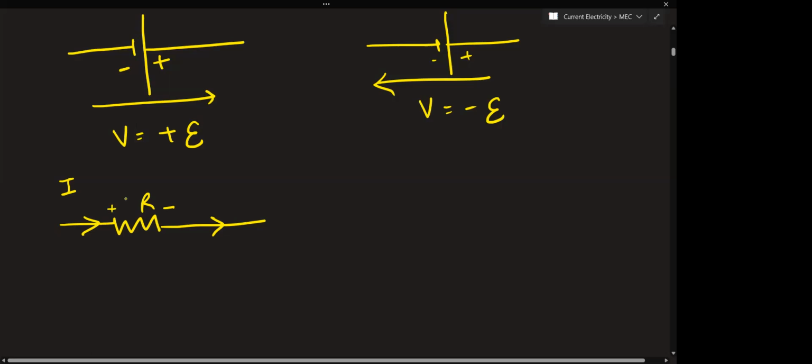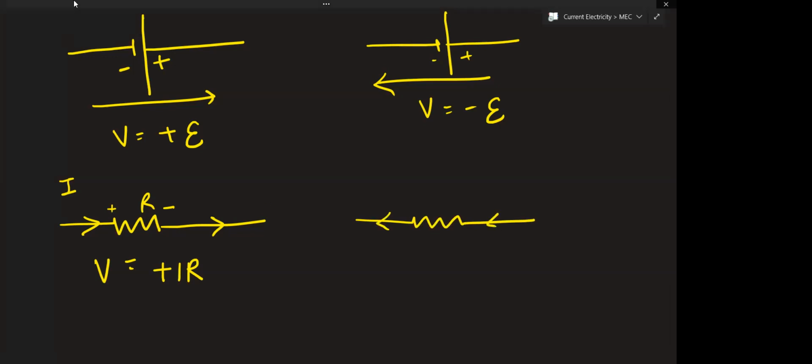So if it is in this way, this is from higher potential to lower potential. So this is also right. So V can be written in this case as plus IR. If we take the reverse direction, this is the direction, not this direction.